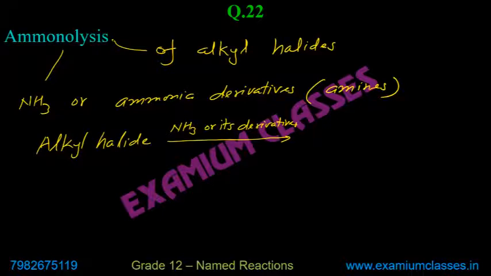Depending on whether you are using ammonia or ammonia derivatives, you will get amines. Which type of amines we will see. With ammonia, obviously you will get primary amine. But with derivatives, you will get secondary amine, tertiary amine. Or if you already use tertiary amine here in this case, then you might get the salt also, the quaternary ammonium salt. I'll show you.